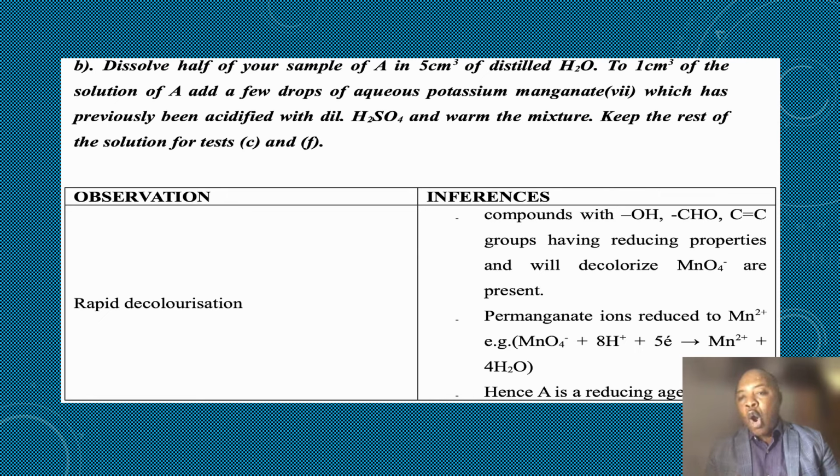So remember that alcohols, aldehydes, and alkenes have reducing properties. Potassium manganate 7 is an oxidizing agent. It can oxidize these compounds, and these compounds have reducing properties. They will reduce acidified potassium manganate 7 to manganese 2. So when there is a change in color from purple to colorless, it means reduction has taken place, manganate has been reduced from +7 to +2, and by who? By any of these compounds. When I referred to my inference booklet, I saw that only compounds having OH, CHO like aldehyde, and alkenes can decolorize manganate. So we now say A is a reducing agent.